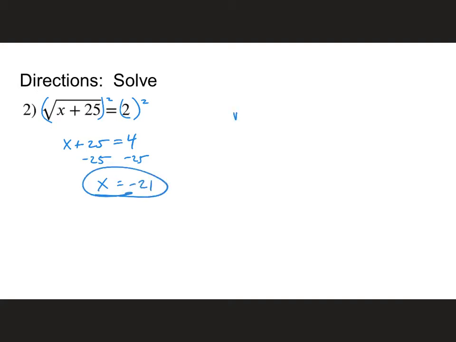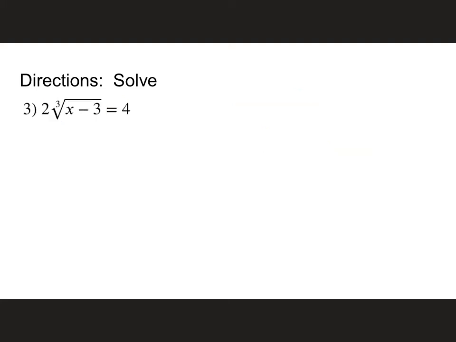Let's check it real quick in the problem. The square root of negative 21 plus 25, does that in fact equal 2? Negative 21 plus 25 is 4, and the square root of 4 is in fact 2. I can be confident my answer, x equals negative 21, is correct.